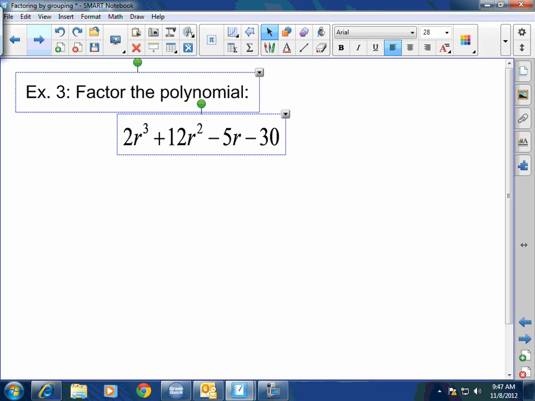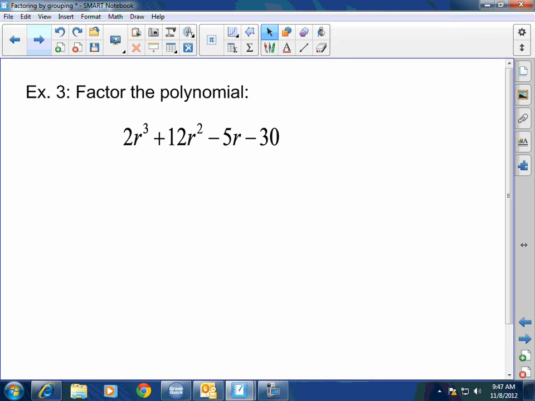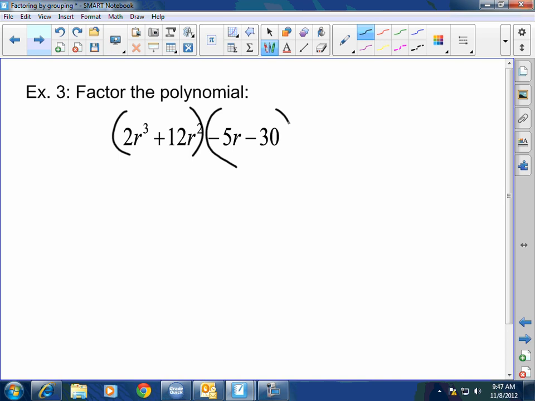Okay, now, how about this bad boy? Do I have a GCF amongst all of them? No. So here, though, is very important. Look at the negative 5, guys. Please pay attention to this. Boom. Keep that inside, and that's plus. So I'm going to factor out a 2r squared. So I got 2r squared. I'm left with r plus 6.